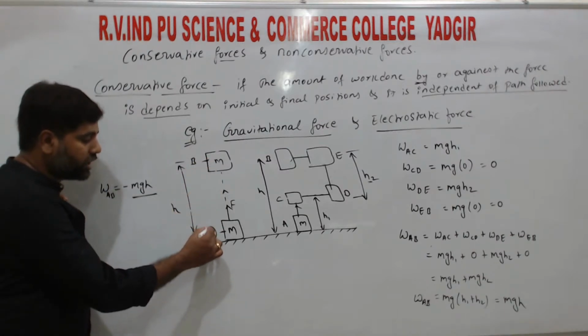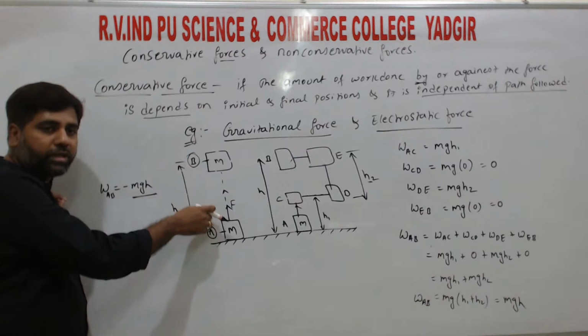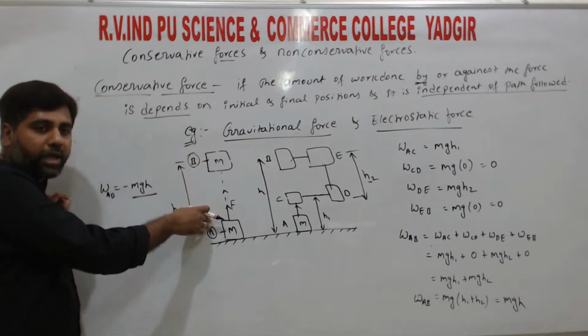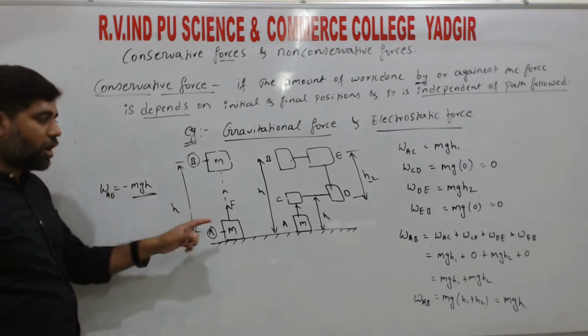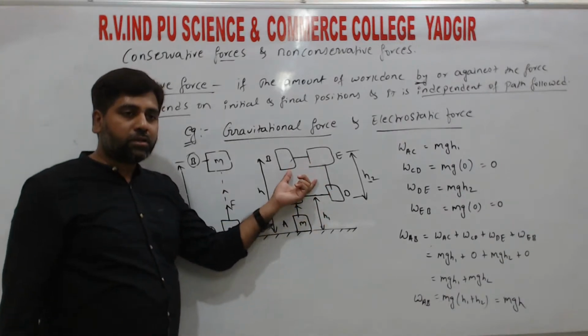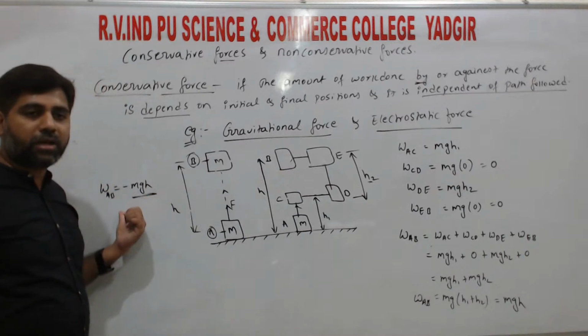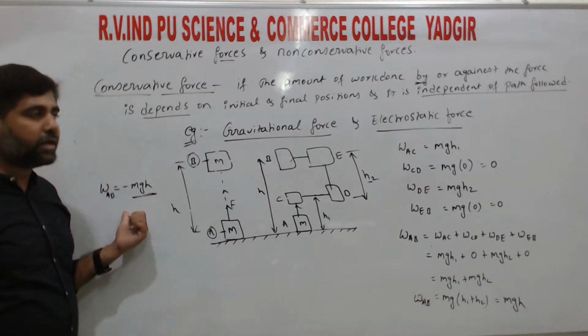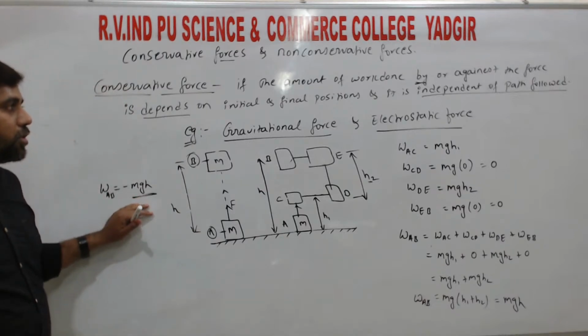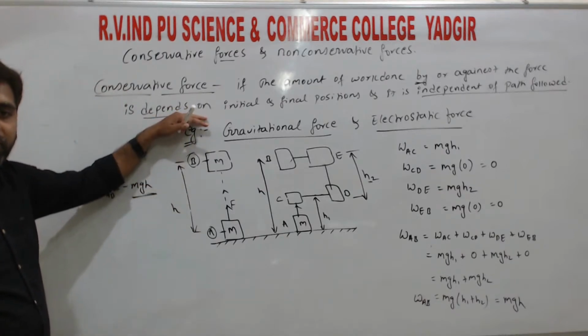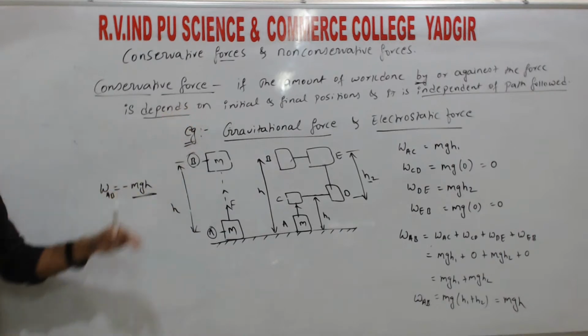So the initial position is A, the final position is B. In between these two, whatever work is done always remains the same. So whichever path we take and calculate, the work done is the same, right? So this is the proof for the statement of the conservative force, right?